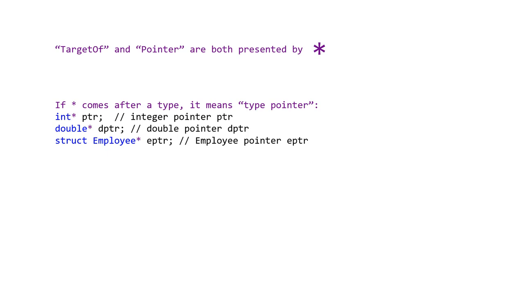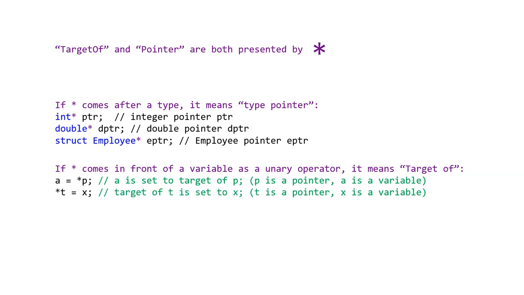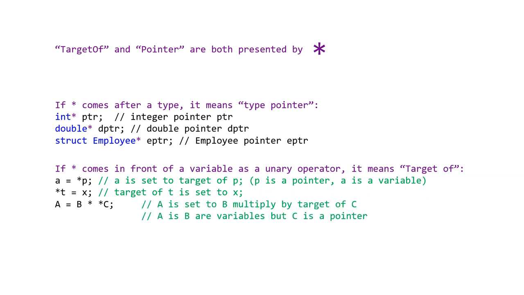So employee pointer. But if the asterisk comes in front of a variable, then it means target of, which is: A is target of P, which means P is a pointer. A is being set to the target of whatever P is pointing to. Target of T is equal to X. It means wherever T is pointing, it's going to be set to X, not T itself. And now I'm saying A is equal to B.